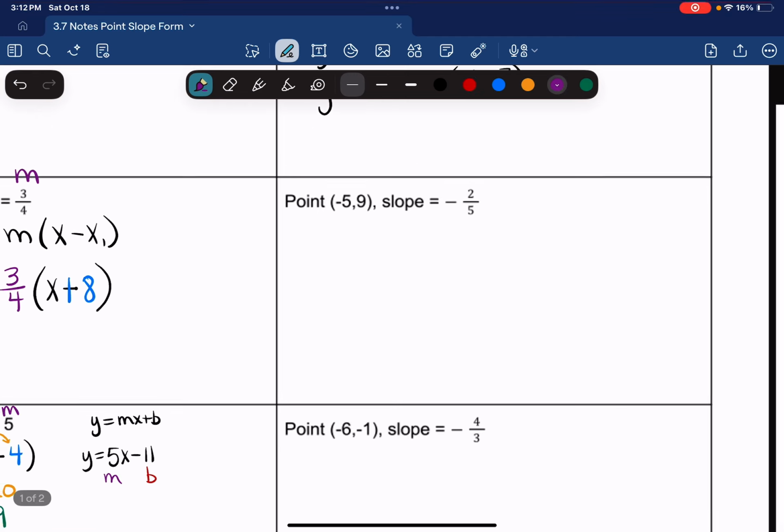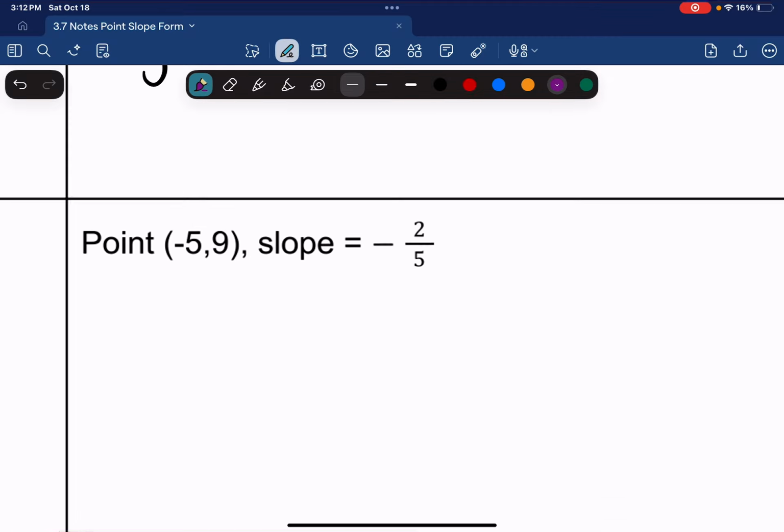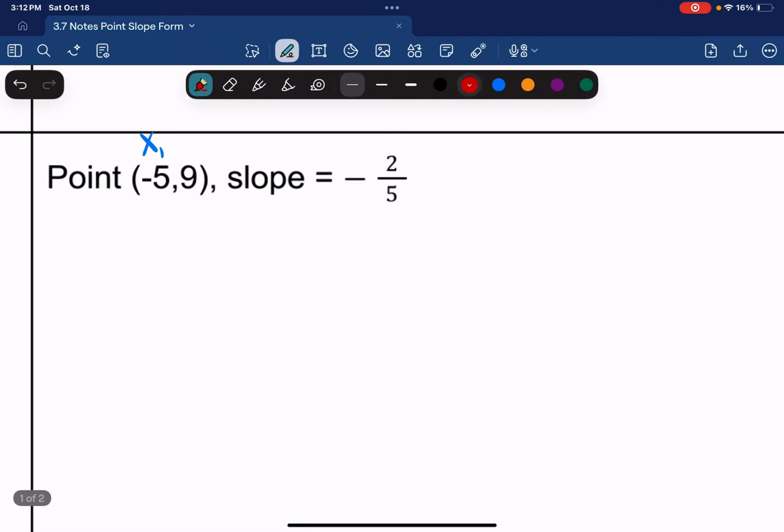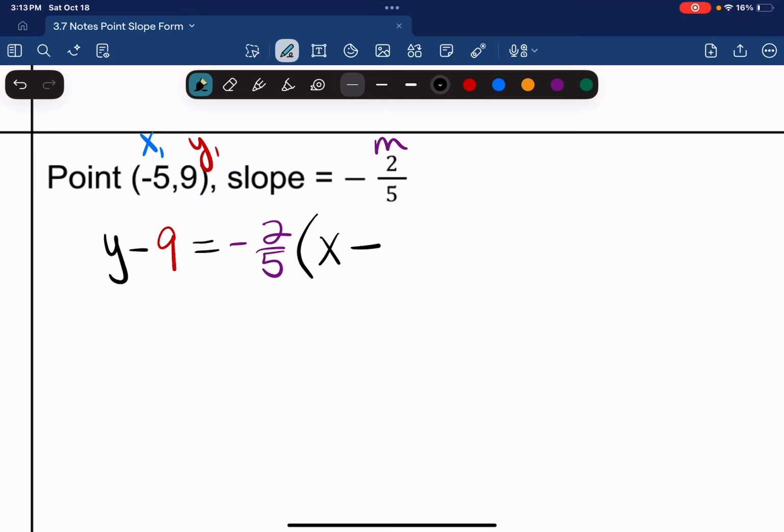All right, let's try another one. Let's look at this problem right here. If I'm given the point negative 5, positive 9, so here's x1, y1, and we're given the slope negative 2/5. So let's write our equation in point-slope form first. So we have y minus our y1 value of 9, and that should equal our slope, which is negative 2/5, times our x value minus a negative 5. And again, minus a negative 5 really means plus, so we're going to say plus 5.